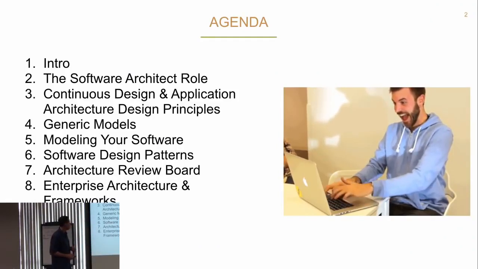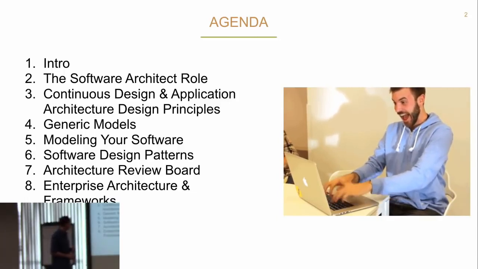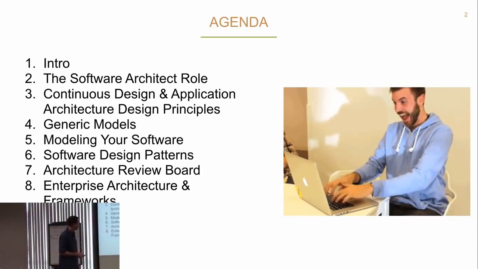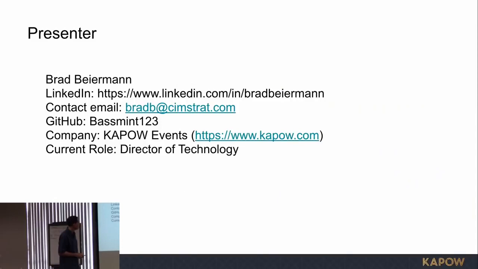We'll talk about the software architect role, because that thing seems to move around and have different things morphing with it. We'll talk about continuous design and application architecture, design principles. We'll go over some things related to generic models, and talk more about modeling your software. A little bit about design patterns, and something called an architectural review board. And then finally, we'll go into a little bit of EA, enterprise architecture, and frameworks around it. So without further ado, let's jump into this.